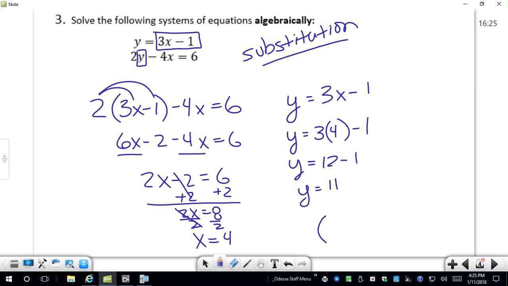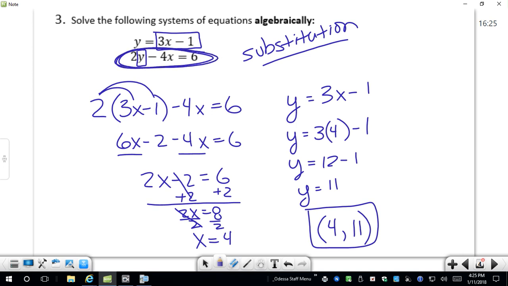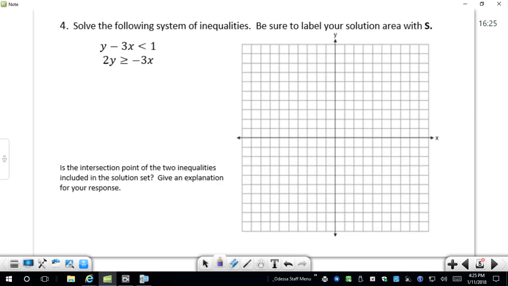So our solution point, guys, the point of intersection, remember this is the point of intersection between these two linear equations, is 4, 11. And once again, guys, you're more than welcome to check that. Remember, we would want to check that in the one that we did not plug back into to get our second answer. Moving on.